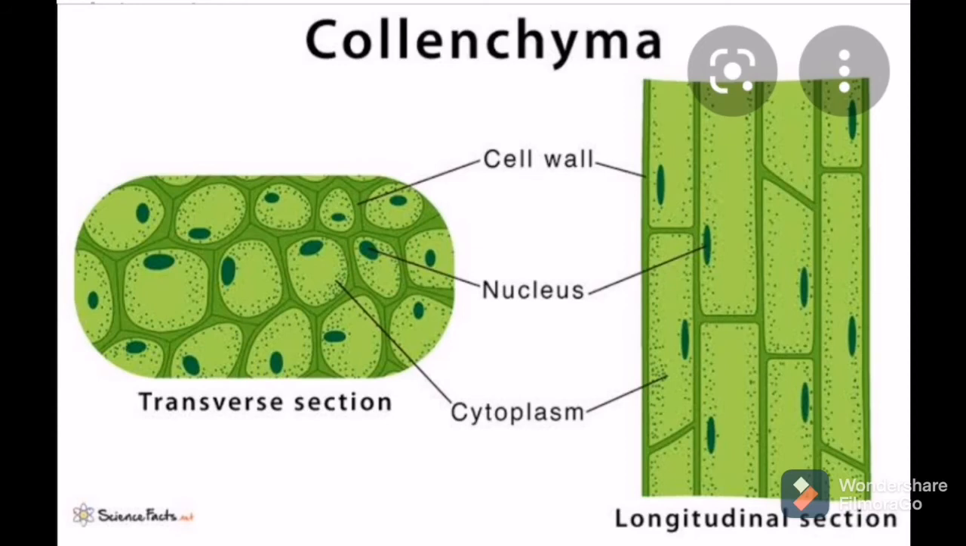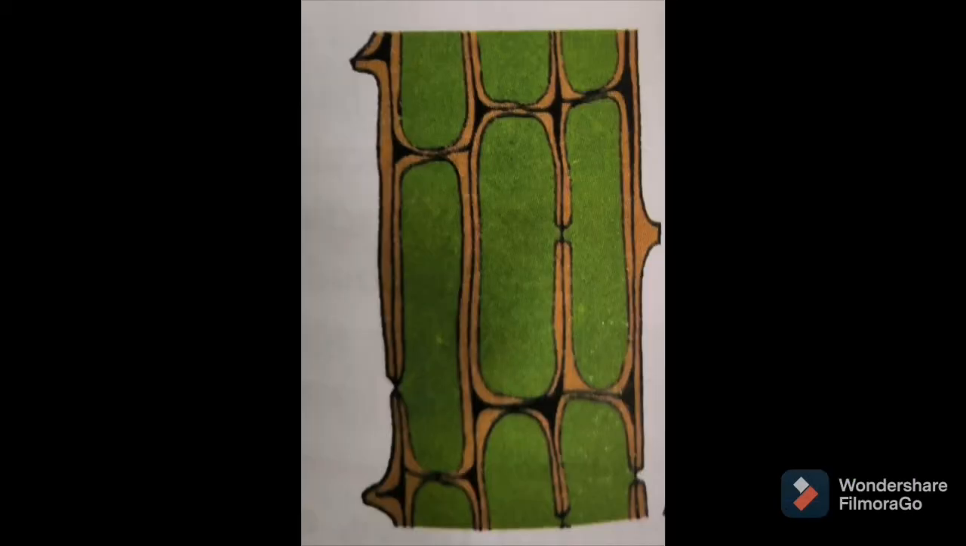Collenchyma. Collen means glue. It is made up of cells which are elongated and the cell wall is thickened at the corners. It is found in the leaf stalk and below the epidermis of stems. The tissue helps in the support of the parts of a plant.